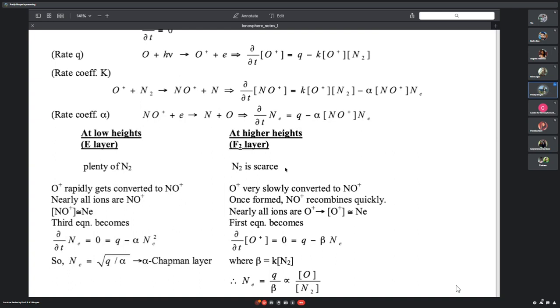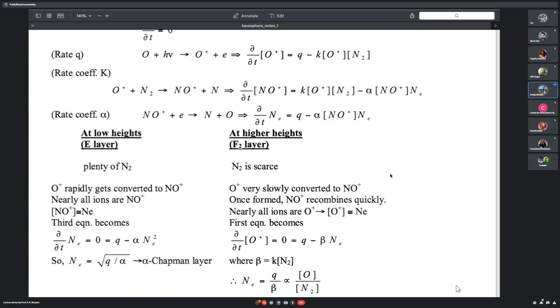Then what happens? Where will the ionization come from? O only. So in your second equation, O plus is very slowly converted into NO plus because N2 is less. O plus will rarely find or collide with an N2 molecule, and therefore the second reaction will not be possible, or will be rare. So here in the F2 region, all ions are O plus. So the concentration of O plus is equal to Ne. You do not have NO plus.